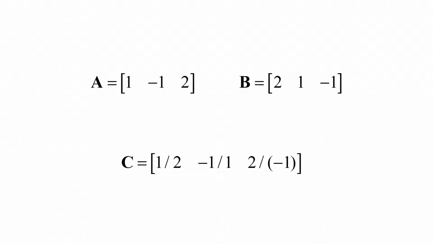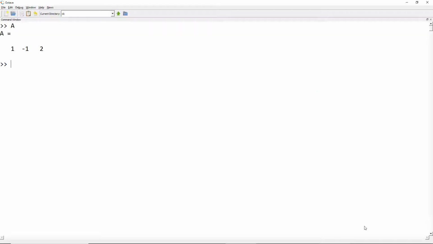We have two row vectors A and B, and would like to create a row vector C by having element by element division. For example, the first element 1/2 comes from 1 divided by 2, and the second element -1 comes from -1 divided by 1, and the third one is related to 2 divided by -1. Again, you can use period for element by element division.